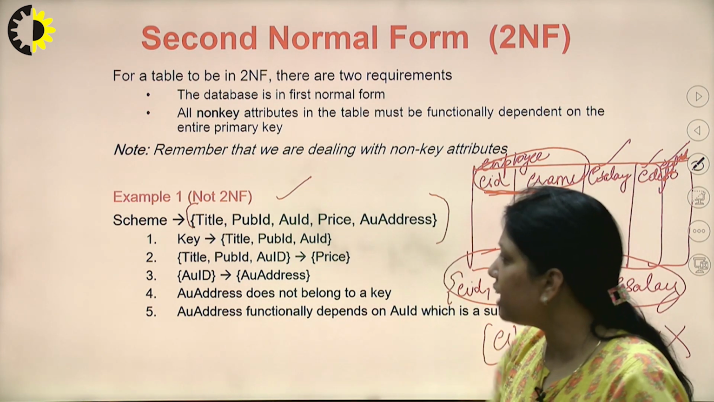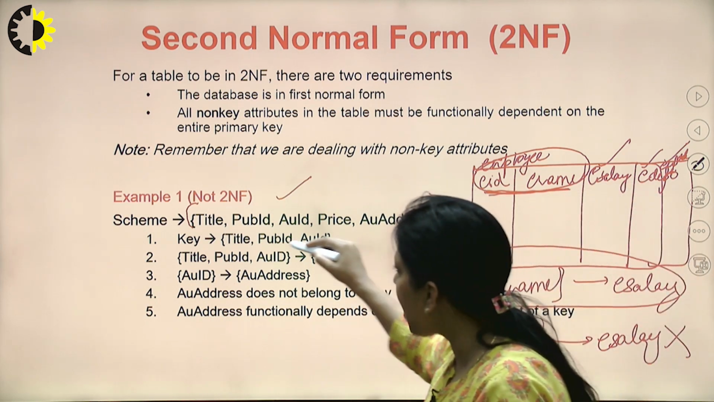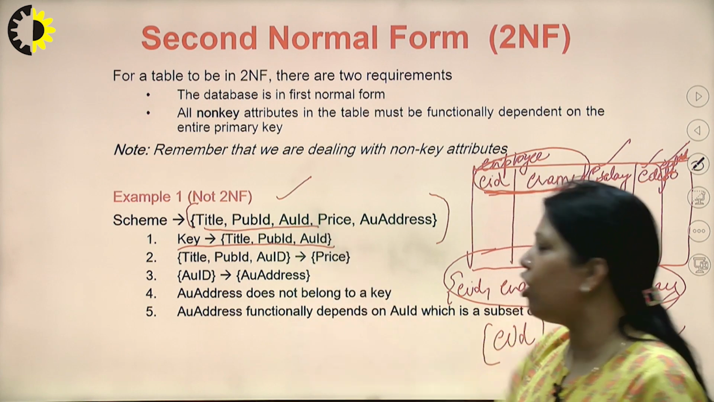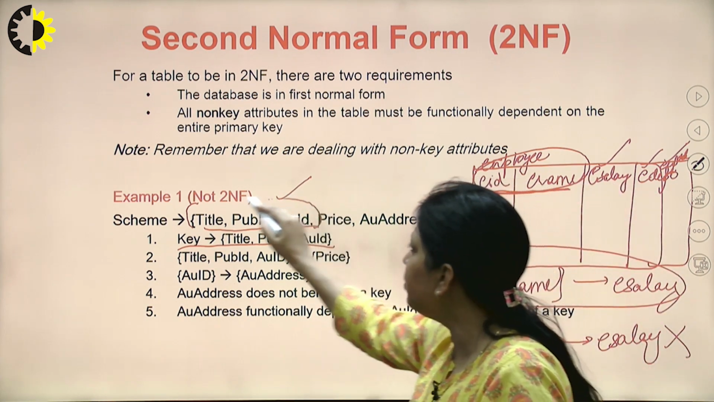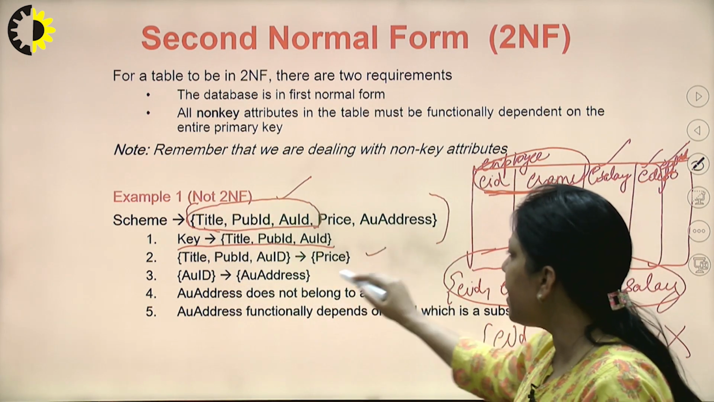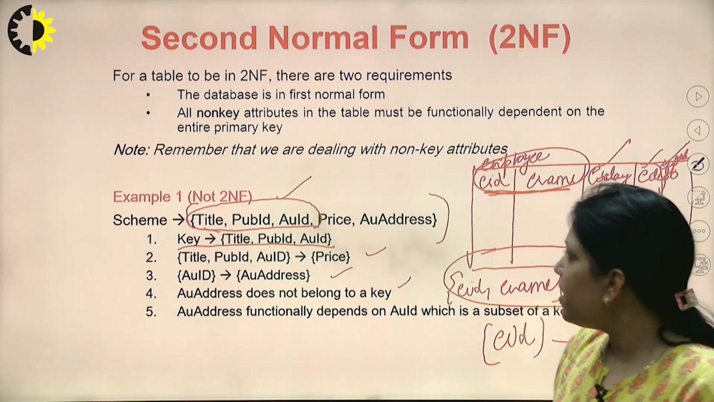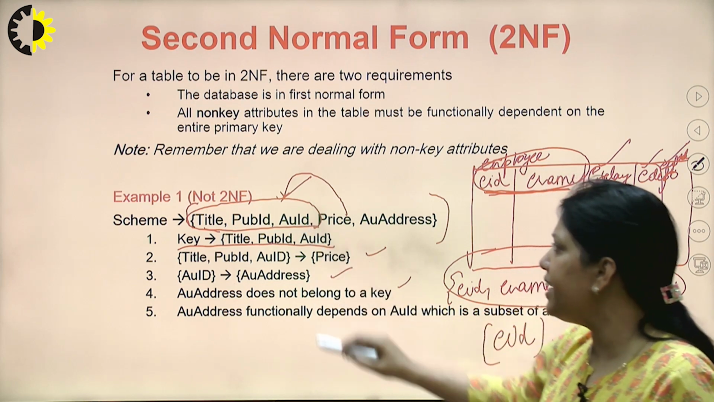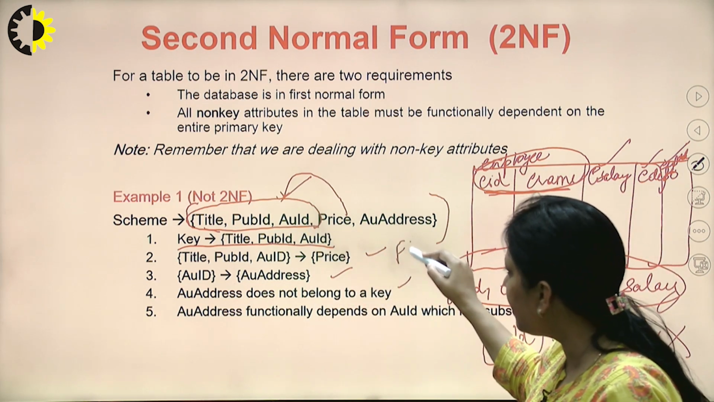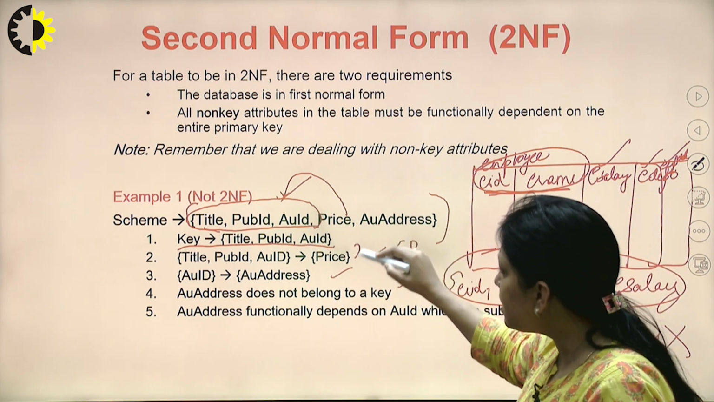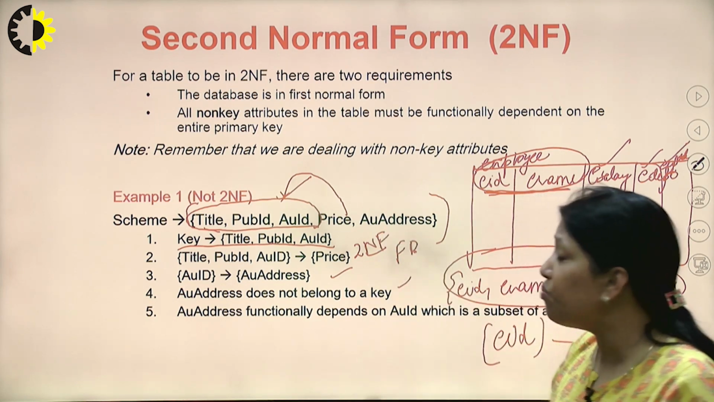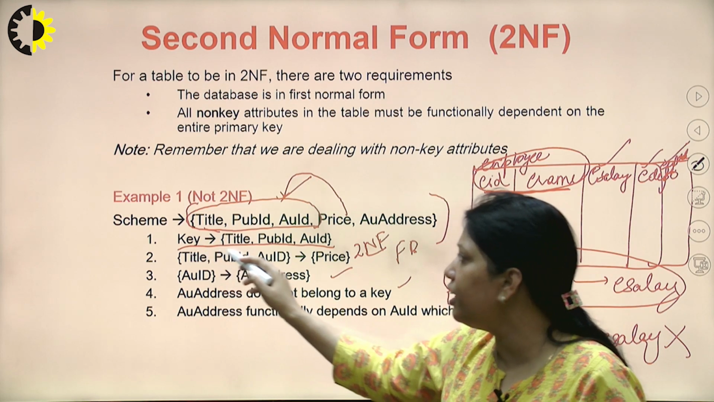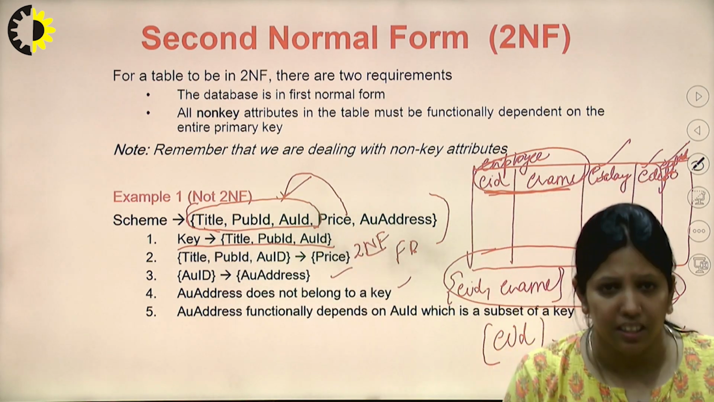These attributes are given to us, and the candidate key is title, publisher ID and author ID. This is the primary key, and these functional dependencies are given to us. The price is fully functionally dependent on title, publisher ID and author ID. See, this functional dependency is in second normal form, because the price is fully functionally dependent on title, publisher ID and author ID.